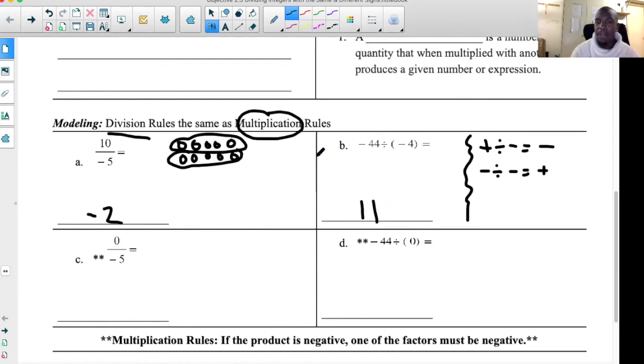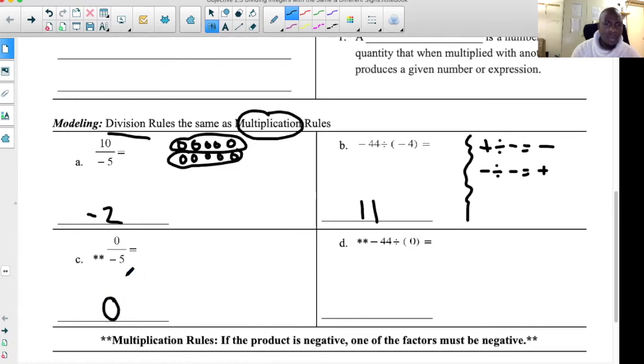Okay. Now looking at C, C is a little bit different than both A and B. We have 0 here. Remember we talked about 0 with multiplication. Anything multiplied by 0 equals 0. We know that, whether it's positive or negative. That's the truth of what we're talking about. C is also in that same exact mindset, right? It says 0 divided by negative 5. Okay, and in this particular way, we know the answer is going to be 0.